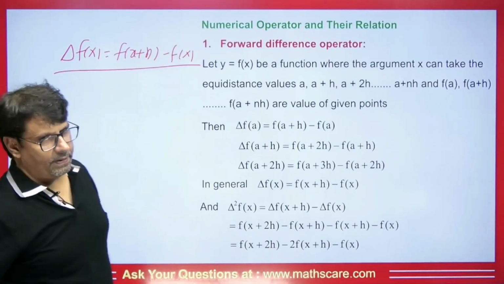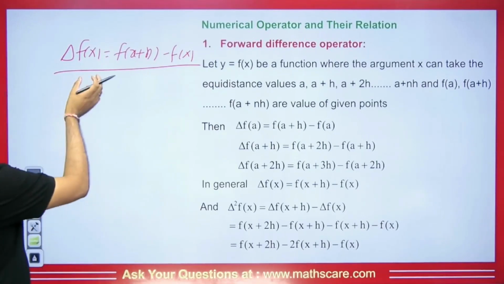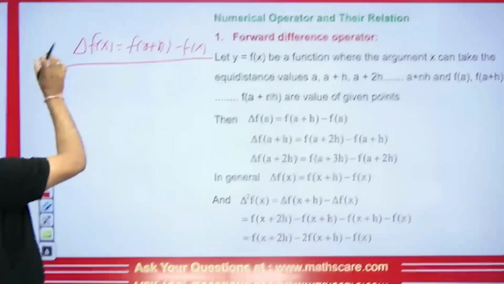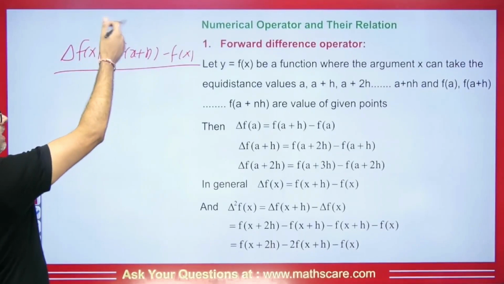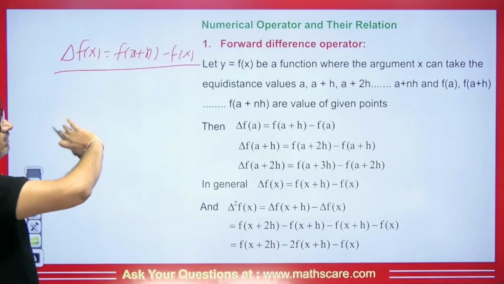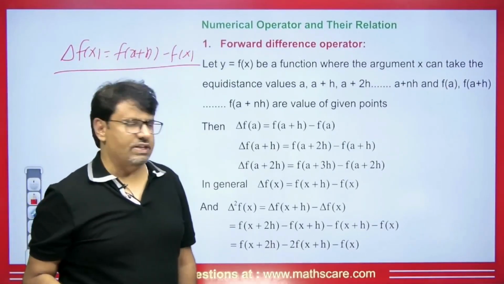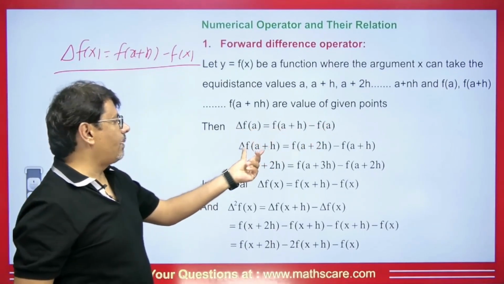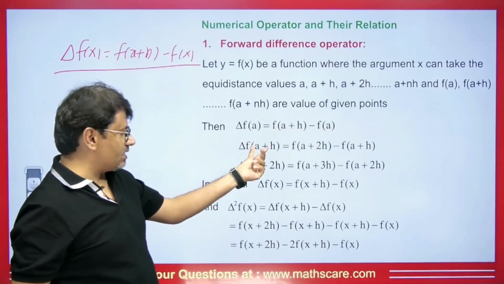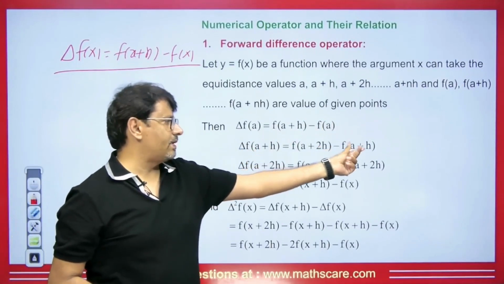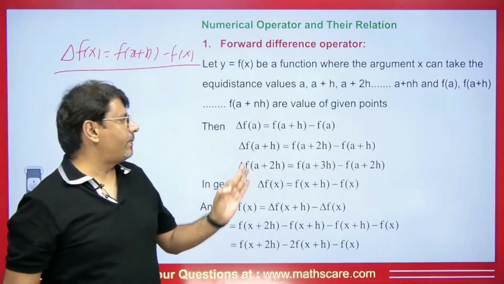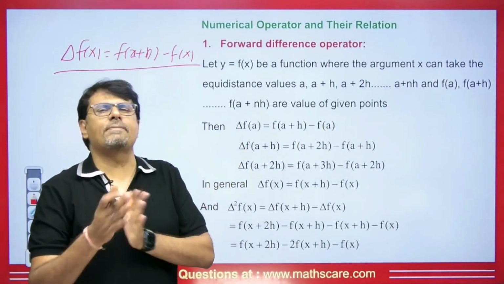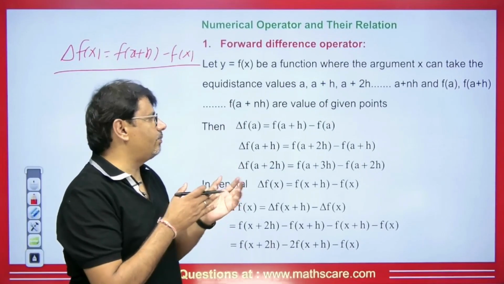Clear, students? Normally, if you want to find the difference operator of any function, first we subtract from the bigger term. That is known as the forward difference operator. Normally, we write this as f(a plus h) minus f(a). If you want to apply it to a plus h, then the bigger term is f(a plus 2h) minus f(a plus h). About h, what is that here? It means step size, okay students, or we call this equal difference.